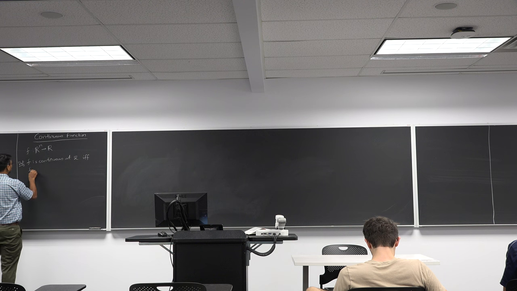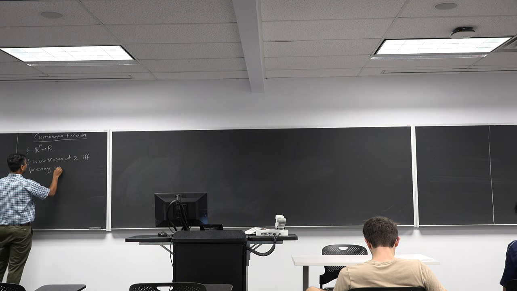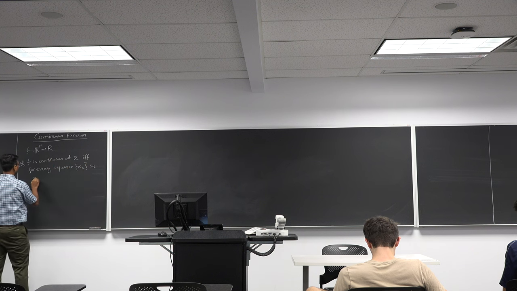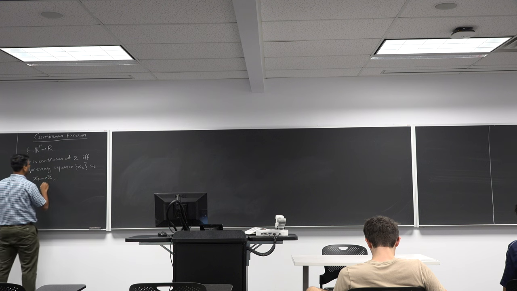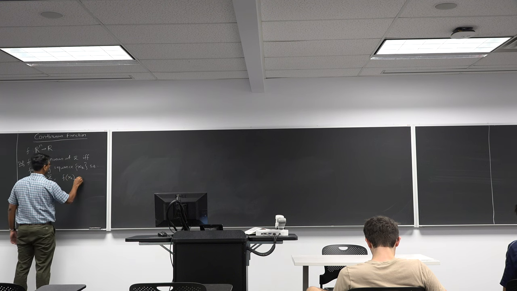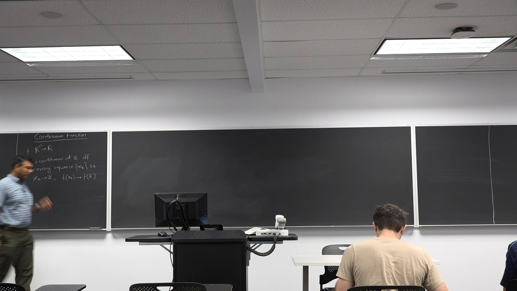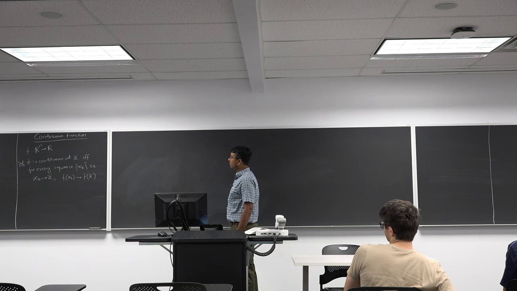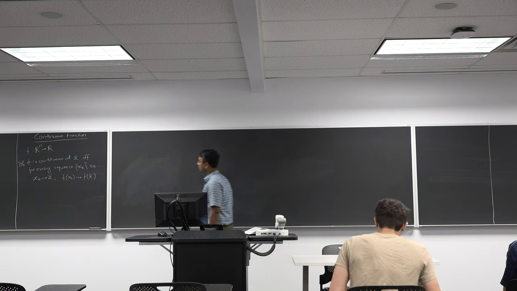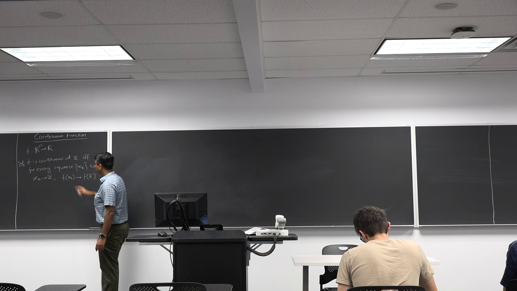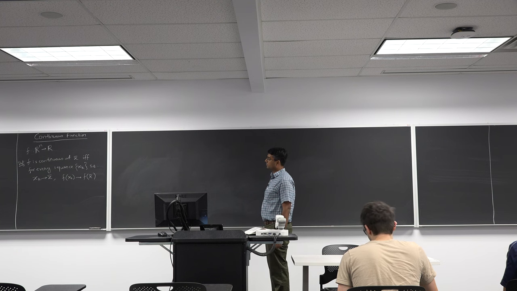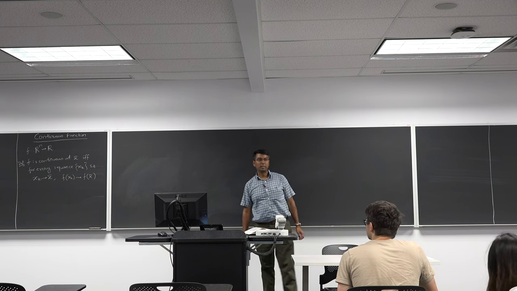for every sequence xk such that xk converges to x bar, f of xk converges to f of x bar. So I pick a sequence around the point x bar, and I can pick any sequence. It has to be an arbitrary sequence. And the sequence converges to x bar, then the function value over that sequence also converges to the function value at the limit. That is one way to define continuous functions.